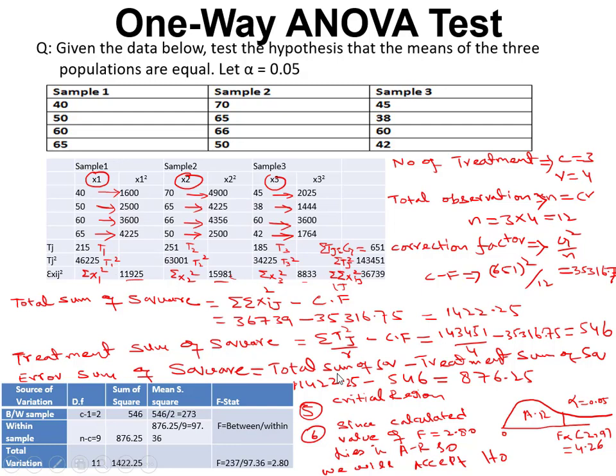Now we need to construct an ANOVA, a one-way ANOVA table. This is called the one-way ANOVA table. You can see this is the first column, source of variation.